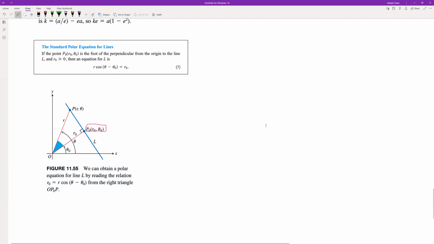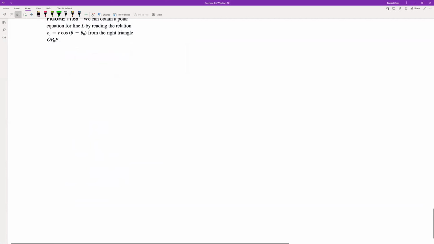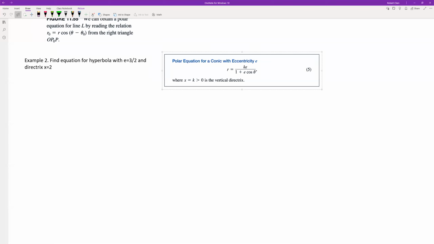All right, so next let's look at a few examples using what we just talked about. Find the equation of a hyperbola with eccentricity of 3 over 2 and directrix of x equal to 2. We can use this general form for parabola and hyperbola: r is equal to ke over 1 plus e cosine theta, where k is positive, for a vertical directrix.